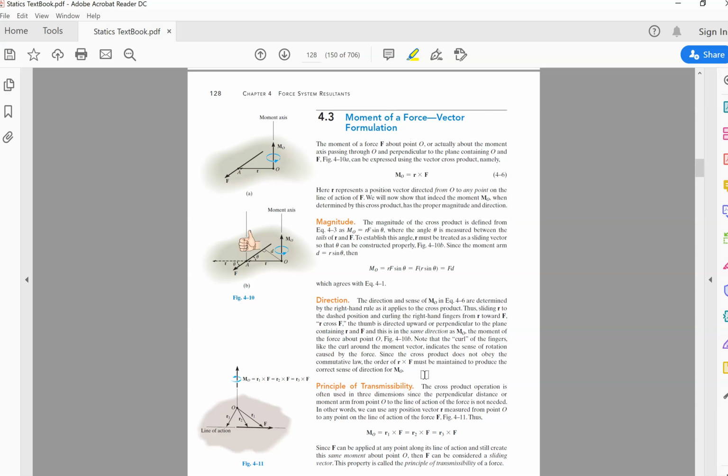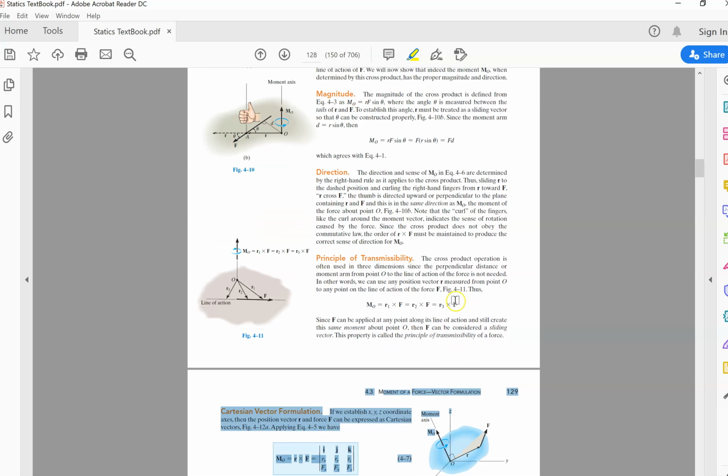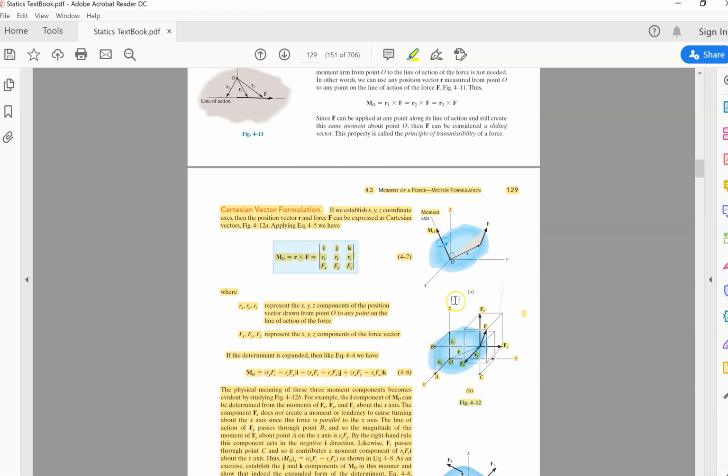So if you want to find the magnitude, it's very simple. You take r f sine theta, which is equivalent to F d. But let me tell you, in the moment vector formulation, we hardly can use scalar. You have to use the vector, which is i j k, and so the cross product. Things will be a bit more complicated compared to what you have done before.